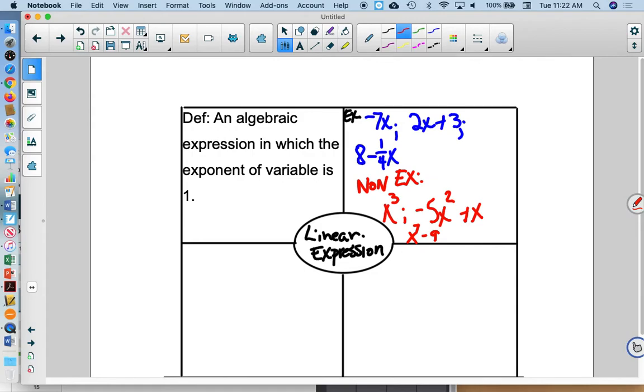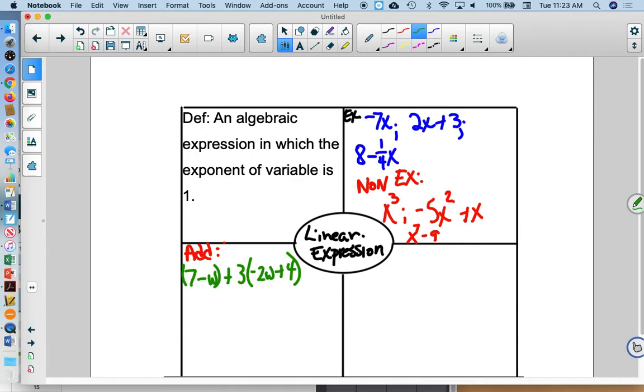Now, we're going to add the linear expression. We're going to give a sample of adding it. 7 minus W plus 3 parentheses negative 2W plus 4.